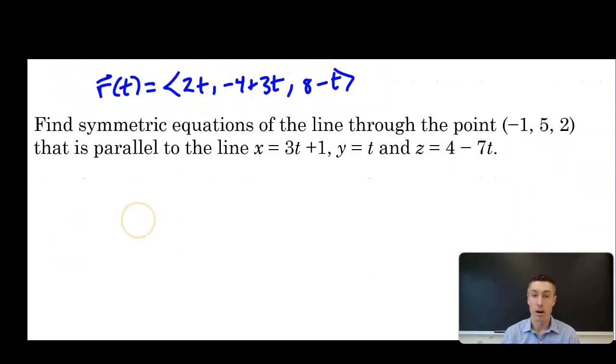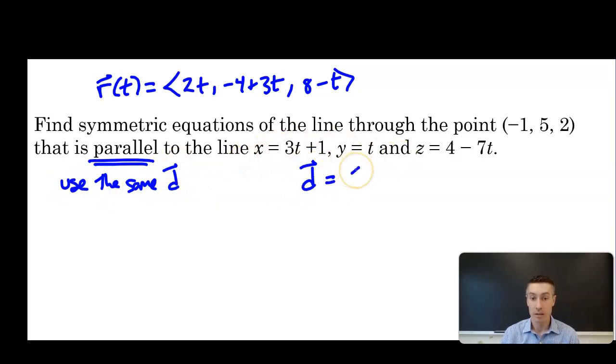Find symmetric equations of the line through the point (-1, 5, 2) that is parallel to the line x equals 3t plus 1, y equals t, and z equals 4 minus 7t. Okay, so if they're parallel, we can use the same direction vector. The direction vector of the line that they gave us is the coefficients of t, right? The coefficients of the scalar give us the direction vector. So that's ⟨3, 1, -7⟩. So there's our direction vector. We are given a new point to go through.